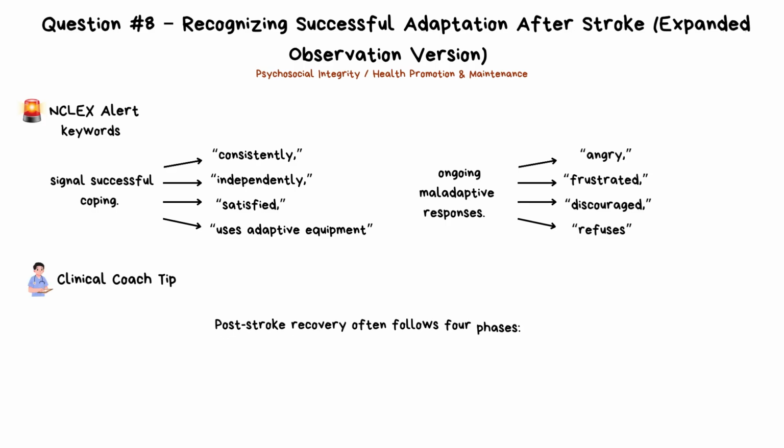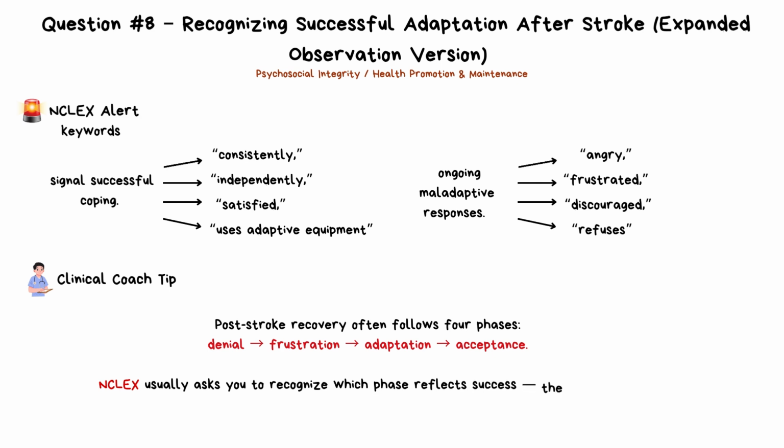And your clinical coach takeaway. Recovery after stroke often follows 4 phases: denial, frustration, adaptation, and acceptance. Your job is to recognize when the client has reached that adaptation phase, the point where they use rather than reject help and assistive devices. That's when true progress begins.